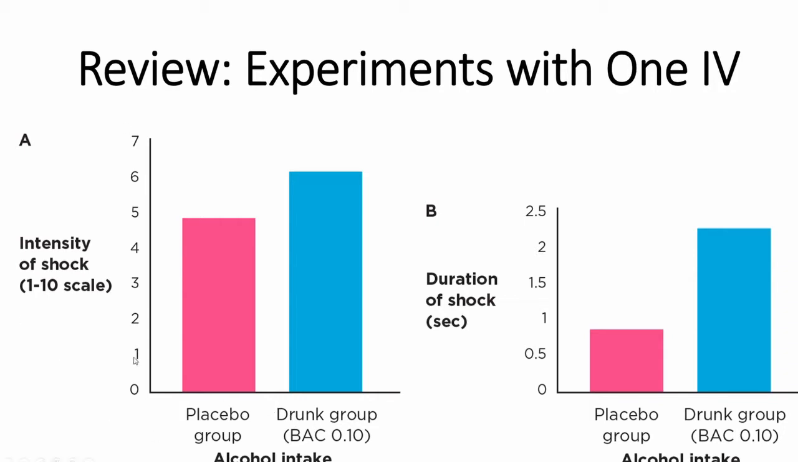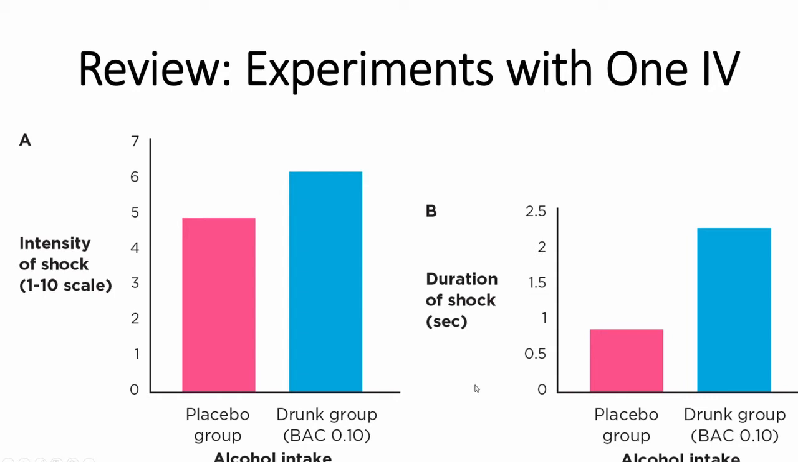And so we can actually look at these two graphs. Graph A was looking at the intensity of the shock. How strong of a shock did our participants deliver? Here we have intensity on our y-axis, and our groups on the x-axis for alcohol intake, our placebo group with not enough alcohol to be drunk, and our drunk group who had that blood alcohol content of 0.10 or higher. We can see that our placebo group delivered overall less intense shocks, and the drunk group delivered, on average, more intense shocks, showing a difference between the two groups.